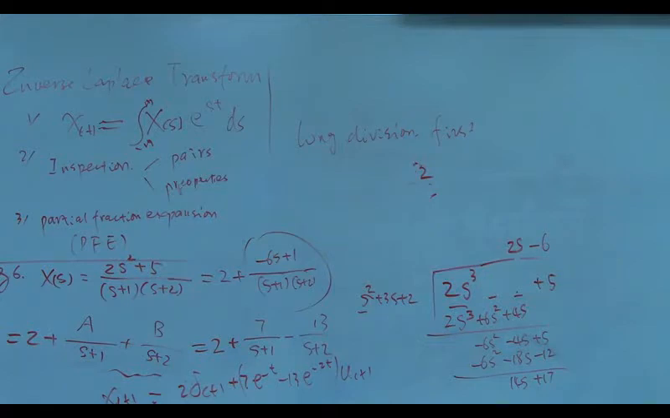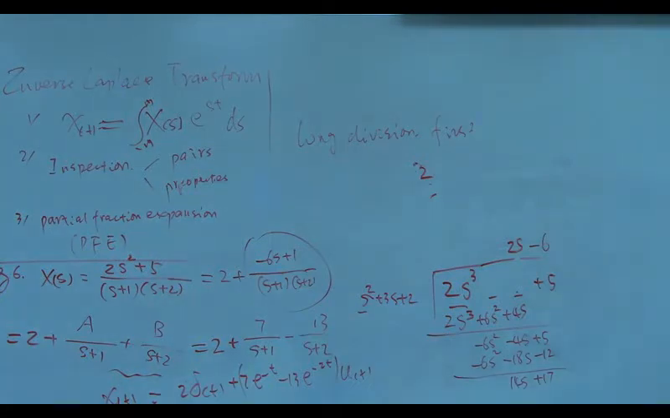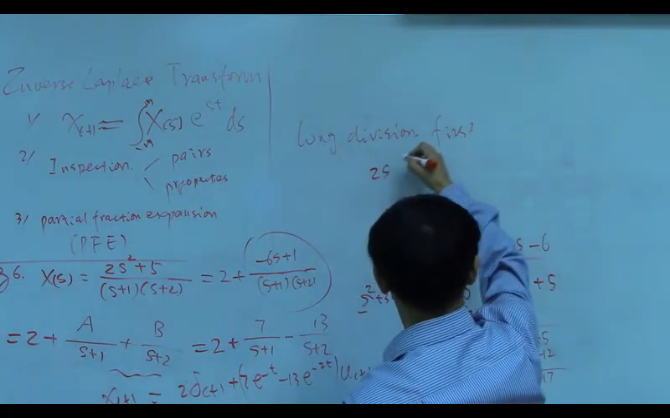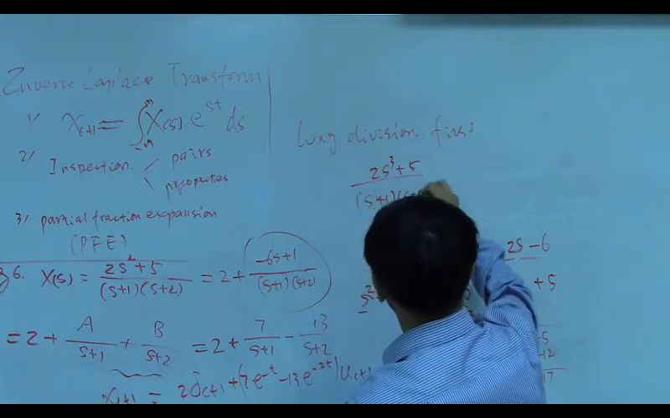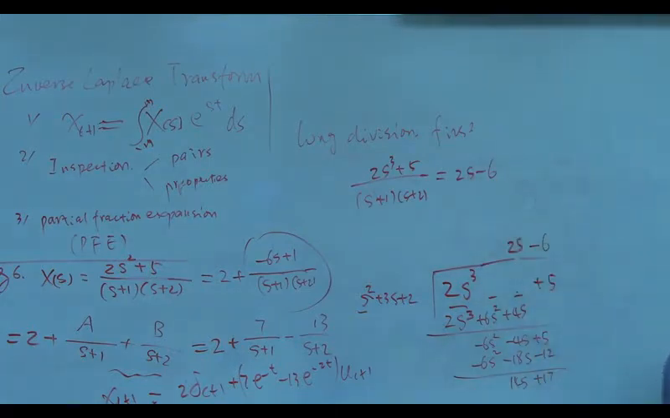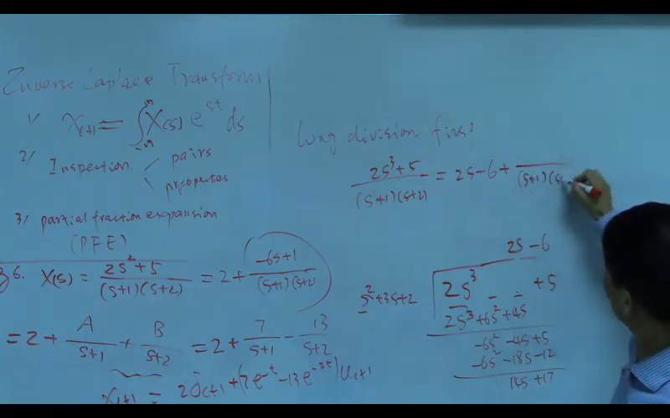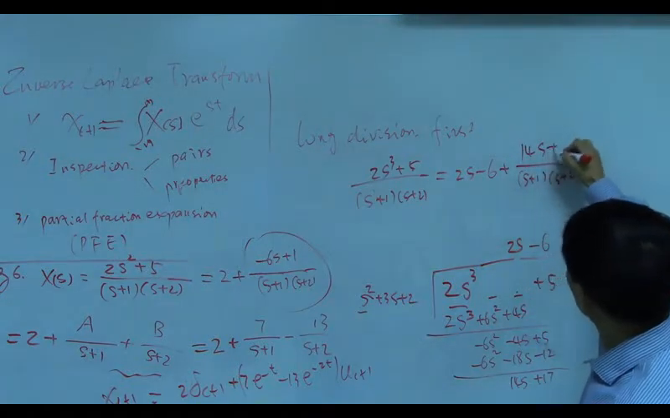So good? Now, this is constant. That means we cannot do this anymore. This one must be good. So this is s, and on the bottom that's s squared, so that is proper. So what we have here is we are going to write this as 2s cubed plus 5 over s plus 1 s plus 2. This one will be equal to 2s minus 6, that is the quotient here. Then plus everything on the bottom we copy, s plus 2 here, and the remainder will be on the top. So 14s plus 17.